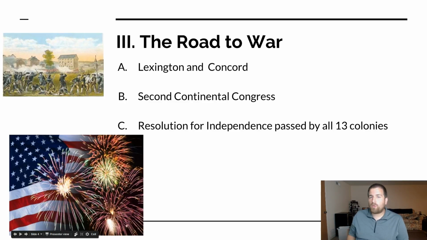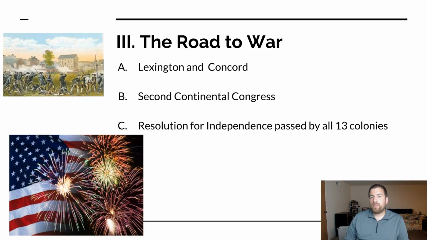And so we see that war start at Lexington and Concord with an event known as the Shot Heard Round the World. And so these two places are important because it is here that the first shots of the Revolutionary War are fired. Colonists and the British Army clash for the first time.